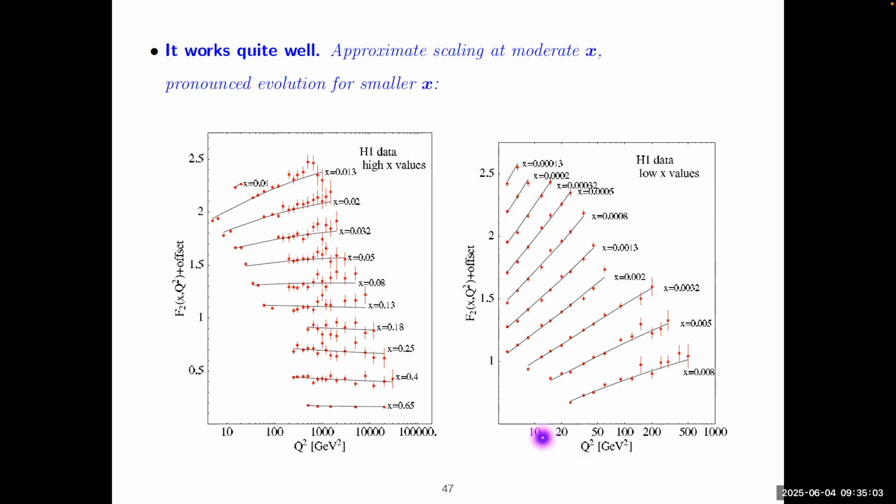Now, notice that as you go to smaller and smaller x, well, by the way, these are not normalized the same way. These normalizations were changed here to separate these curves. But as you go to smaller and smaller x, it's hard to get data at large q squared. You see, we run out here at q squared just around 10.